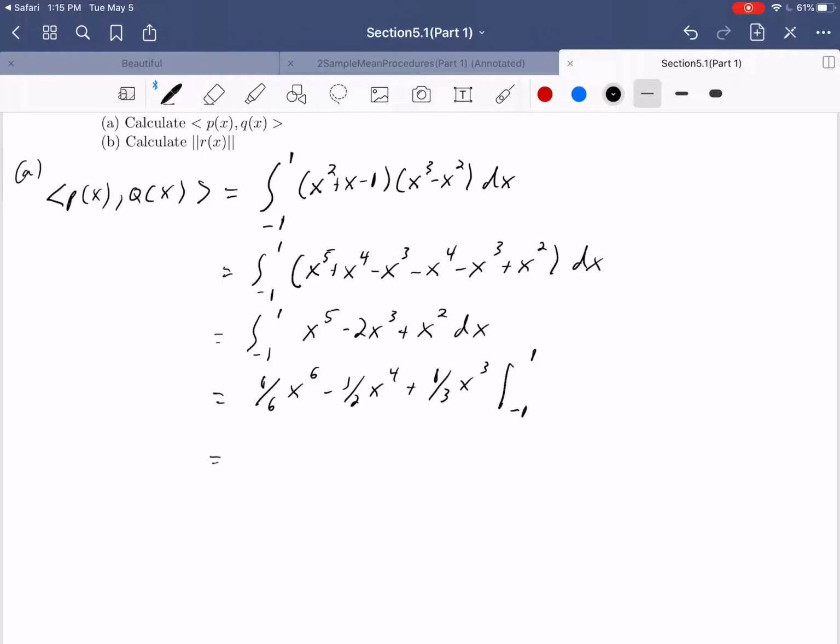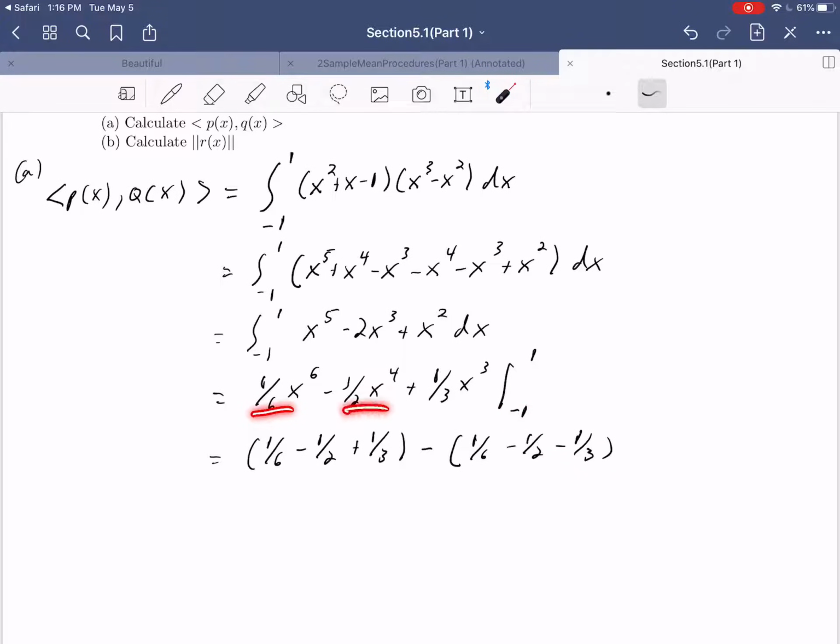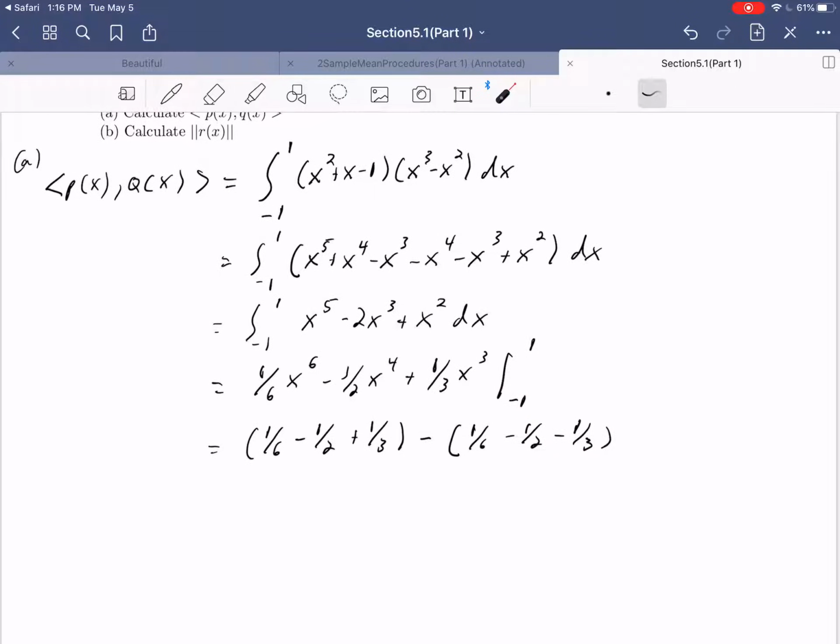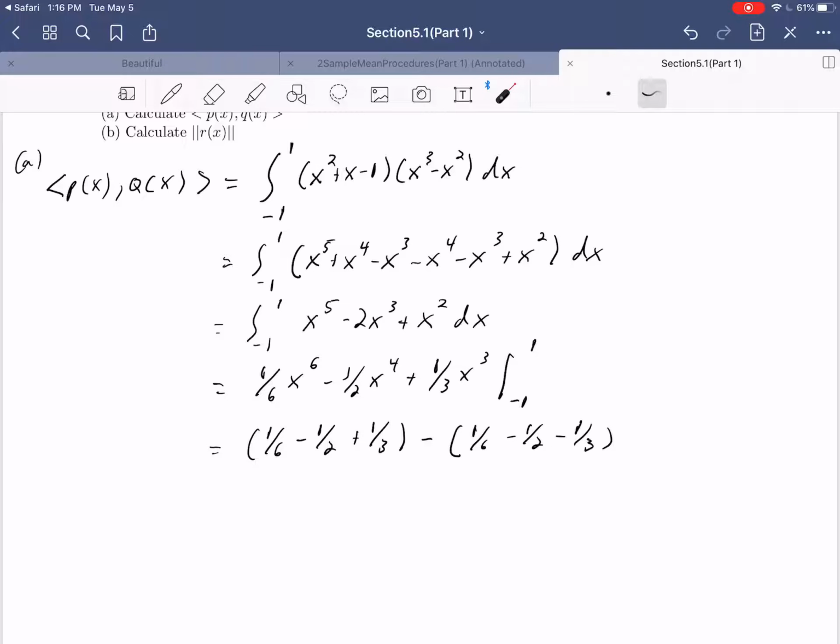Then if we plug in, we should get 1/6 minus 1/2 plus 1/3 minus 1/6 minus 1/2 minus 1/3. Obviously when you plug in the -1 into these, these are even exponents, so it won't change anything. But when you plug in that -1 into here, it will make that a minus 1/3. So this guy will cancel with that, this guy will cancel with that, and it looks like we get 1/3 minus -1/3. So this comes out overall as 2/3.